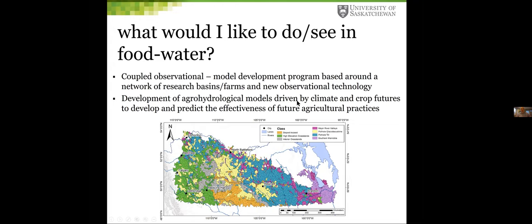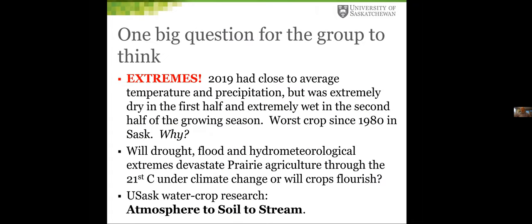And then develop the coupled models driven by climate and crop futures to predict the effectiveness of future agricultural practices. And the big question for the group to think about: extremes. Remember, last year had close to average temperature and precip, but was extremely dry in the first half and extremely wet in the second half. That resulted in the worst crop since 1980 in Saskatchewan. So the average conditions don't always give you the right growing conditions.